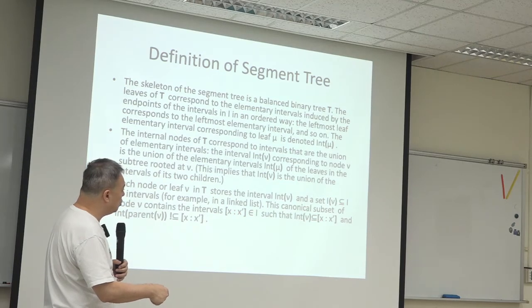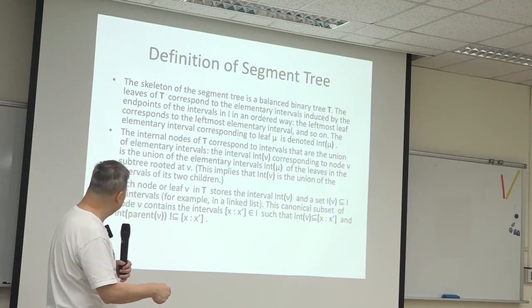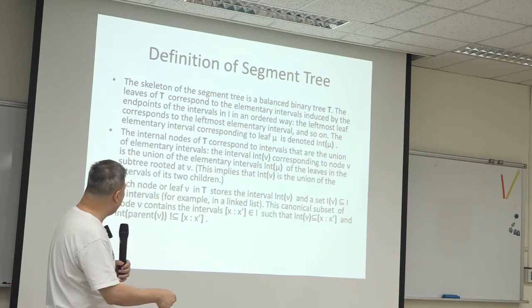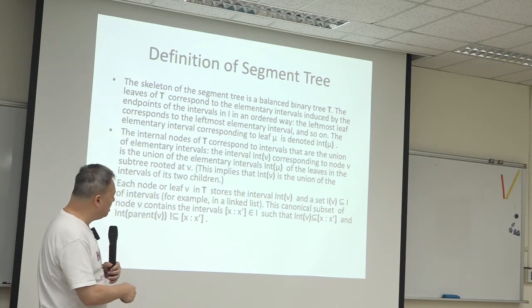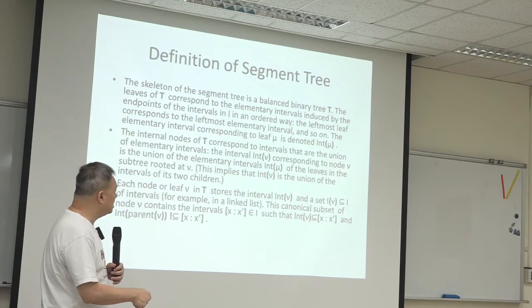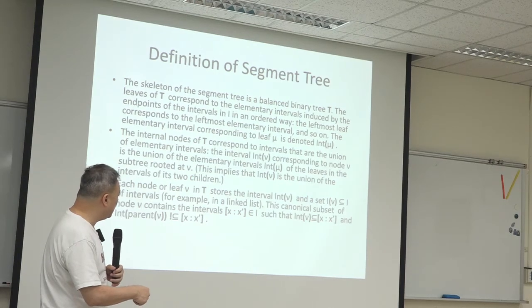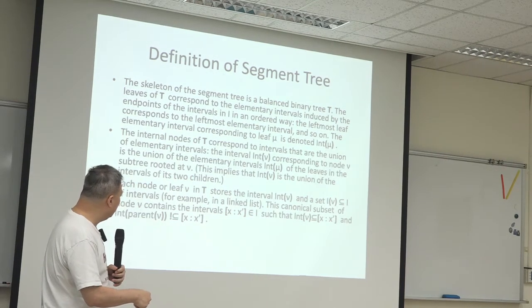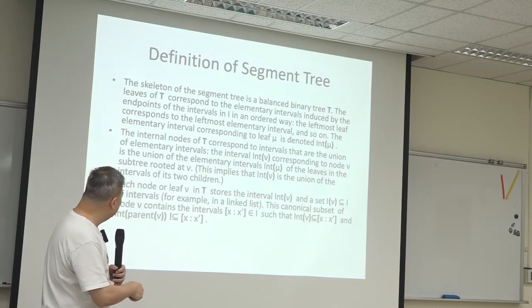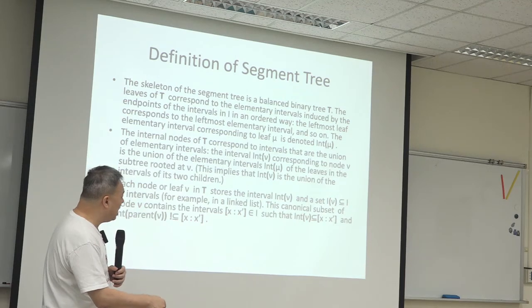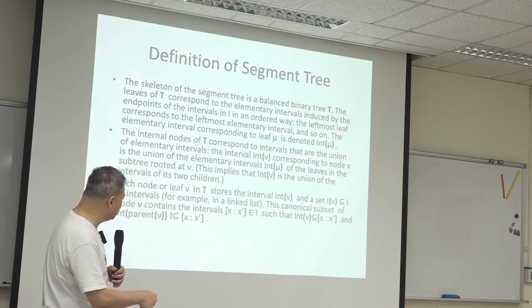Okay, this corresponds to the set of intervals. It's going to store maybe a linked list. This canonical subset of node V contains the interval x prime, such that the interval of V is a part of this interval. Then we store this interval in this linked list.